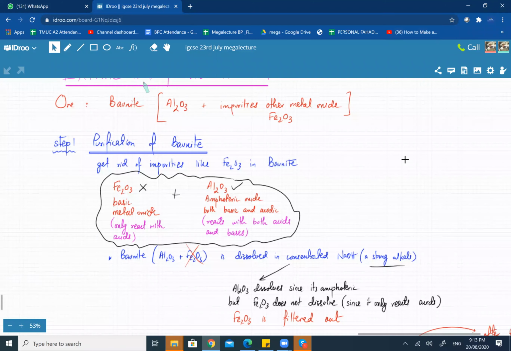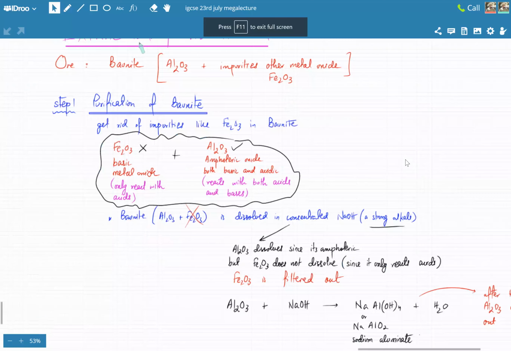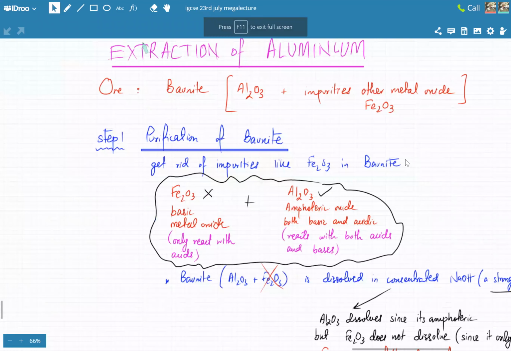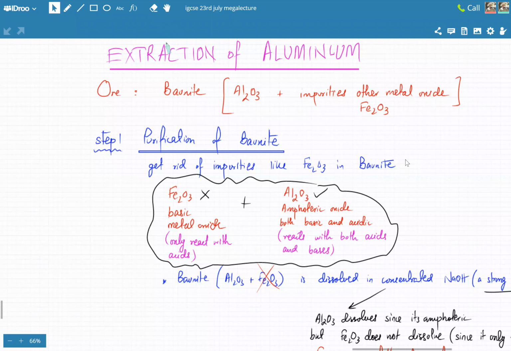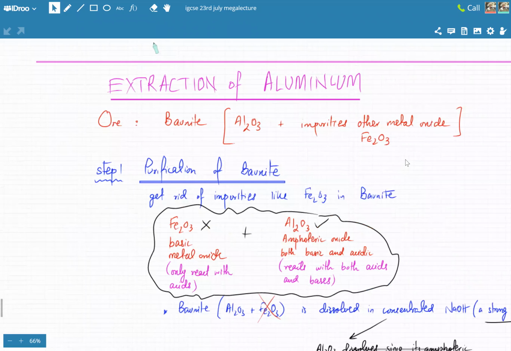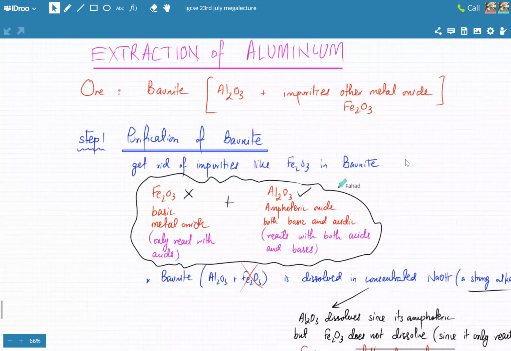Recap: in the extraction of aluminium, the ore was bauxite, and purification was done because you first had to purify this aluminium ore, because it contained impurities. It had other metal oxides also present in it. So the first thing that was done was that these impurities, iron oxides, etc., were removed. Aluminium oxide is the main ore. We need to extract that. Those kinds of impurities are supposed to be removed.